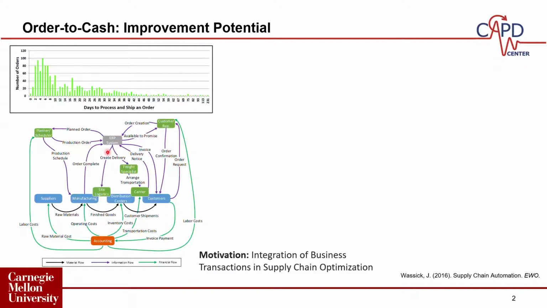So the motivation is, can we integrate these business transactions in the more traditional supply chain optimization, which is focused primarily on the flow of materials. So now we want to look at this flow of information from an optimization perspective.